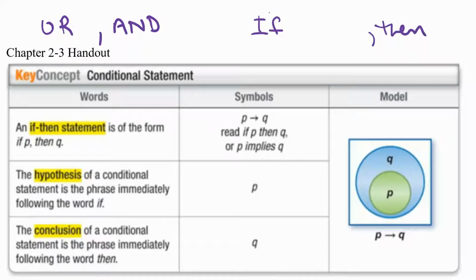Now we're going to look at joining two statements with the words if, then. So if it is raining, then it is wet. It doesn't have to be in that order. We could say it's wet if it is raining. It doesn't matter which order we put it in. It really matters what words follow the word if. The part that follows the word if is the hypothesis, and the part that follows the word then is the conclusion. The notation we use for this is P implies Q, or if P happens, then Q happens.